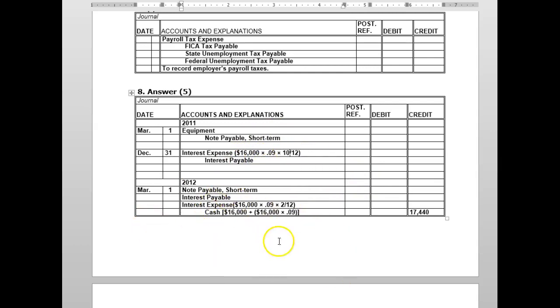Two months later they're going to pay the note, and that's going to be identical to the one that you've done at the beginning, only this time their interest expense is only going to be for 2 months. And when everything is said and done and you've paid it off, they will have paid $17,440. So what you want to do is go back and look at that very first assignment we did and mimic and reason through how we made those entries.